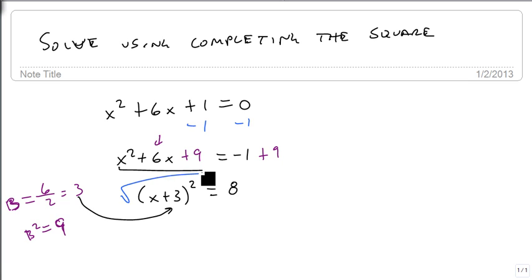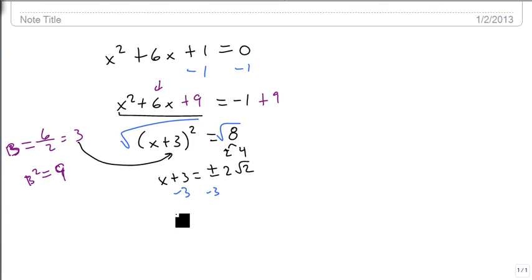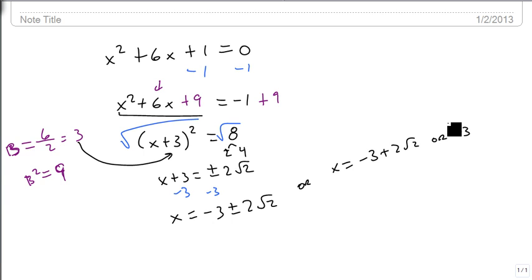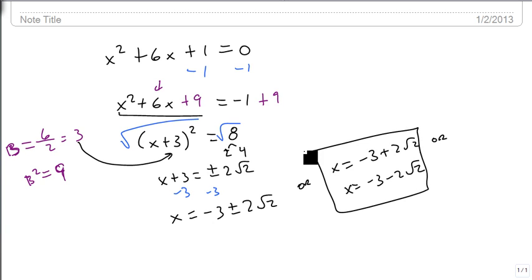At this point, we can use the square root property, and when we square root a square, we get what's inside, and we get plus or minus. Square root of 8 is 2 and 4, so a 2 comes out and a 2 stays in. Then we subtract the 3 over, but since we know the sign of the 3, we leave it in front. So x equals minus 3 plus or minus 2 root 2. Or we could write this as x equals minus 3 plus 2 root 2, or x equals minus 3 minus 2 root 2. And there's our two-answer solution.